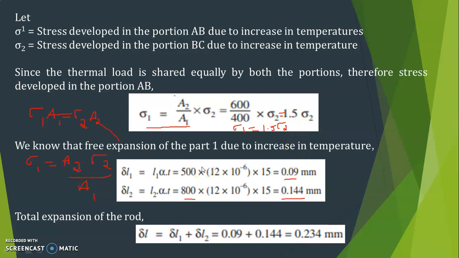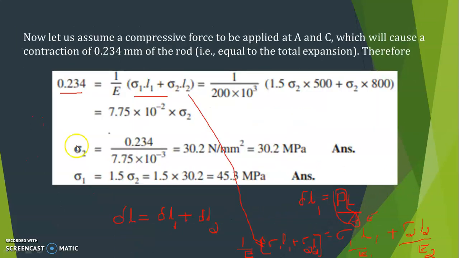Then next you have to find the deformation due to temperature. You have to use the formula L1 into alpha into T, and then for the deformation of bar 2, L2 into alpha into T. Simplify this and you get the total deformation. Once you get the total deformation equal to delta L1 plus delta L2, in terms of sigma 1 L1 divided by E1, then only one unknown you have to calculate, that is sigma 2. Once you get sigma 2, you can calculate sigma 1. In this way you can find the stresses developed in the bars of varying section.